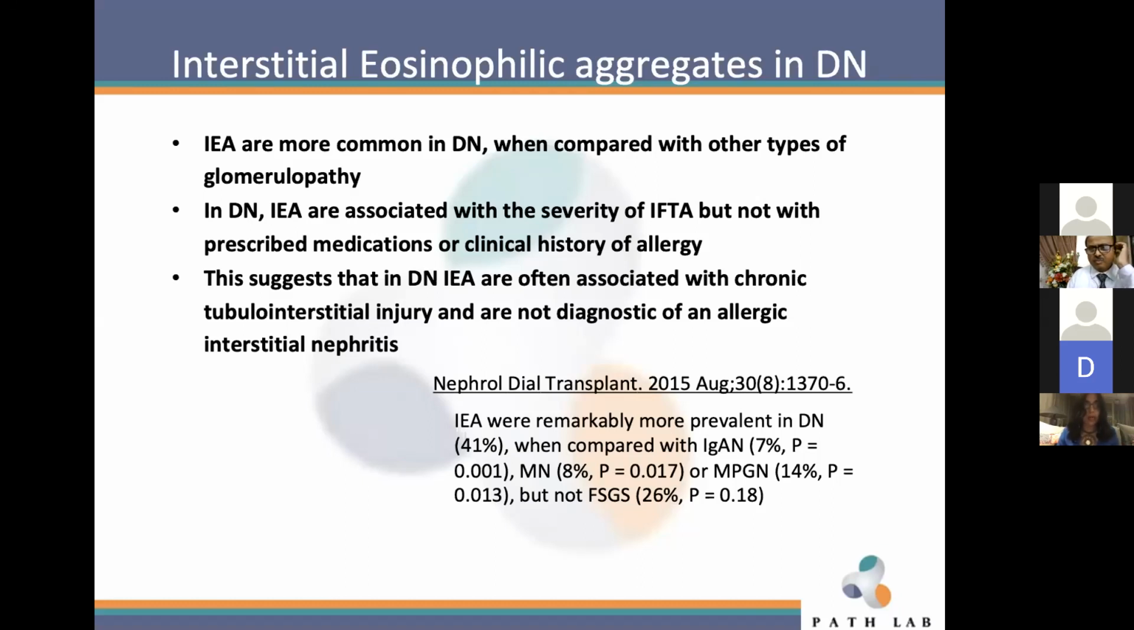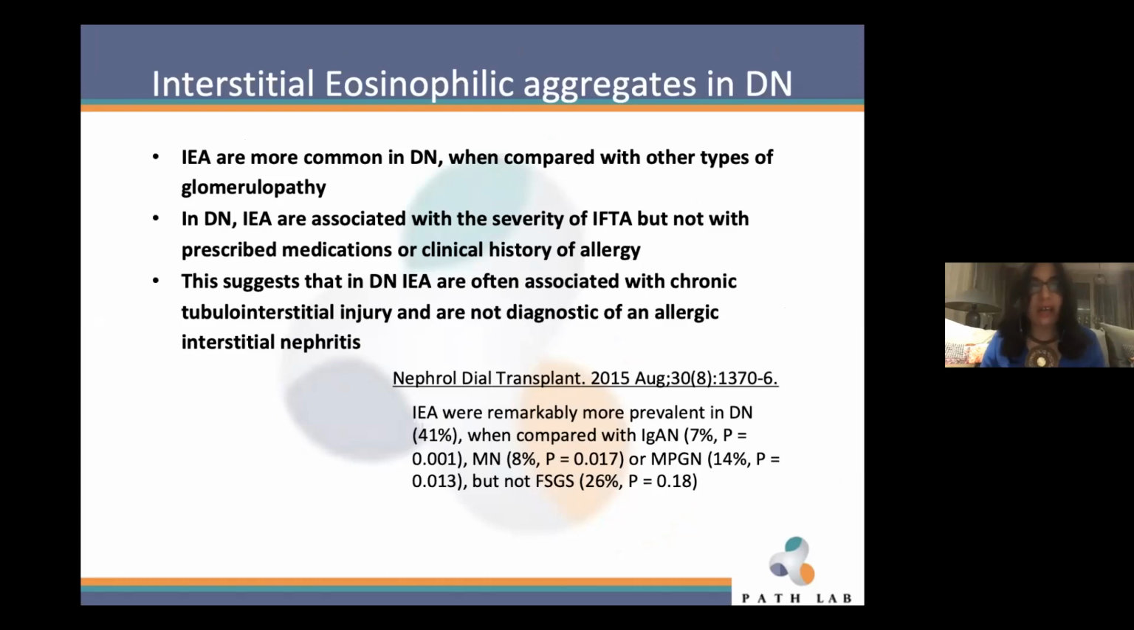patients receive steroids or receive treatment and they get much worse, when actually this is a very common finding in diabetics. We don't know why diabetics get this form of interstitial eosinophilic aggregates, but we know that this is non-specific. And so they are more common in diabetic patients when you compare it to other types of glomerulopathy. And in diabetic patients, they are associated with the severity of the interstitial fibrosis.